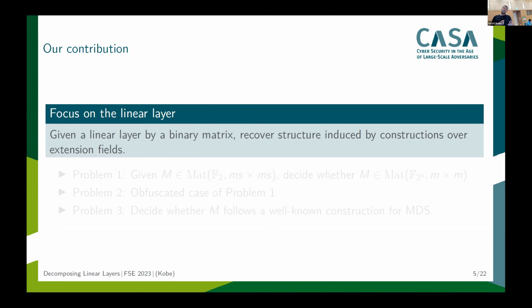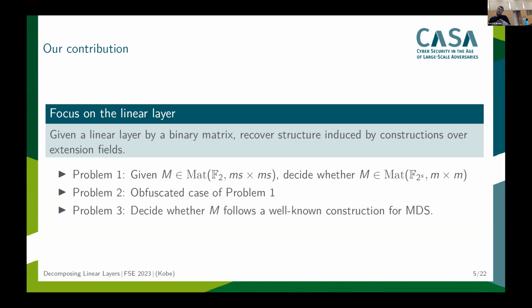So we focus on the linear layer, and the idea is, given a binary matrix, since every linear layer can be represented as a binary matrix, recover structure. There could be all kinds of structure. We focus on something very particular, so we certainly do not solve this problem entirely, but we focus on the question of whether we can find structure that is induced by constructions over extended fields, like the AES MixColumns.